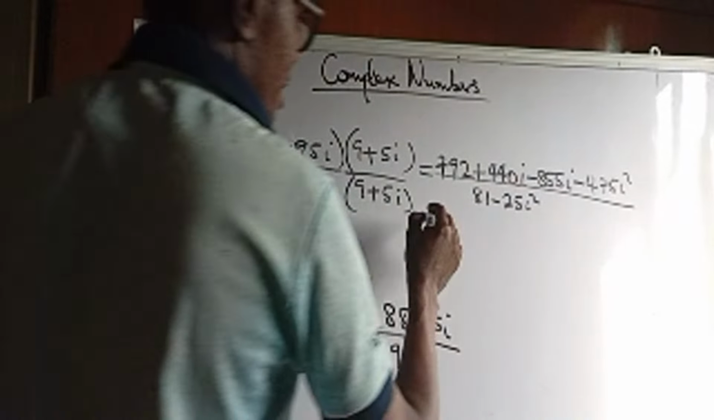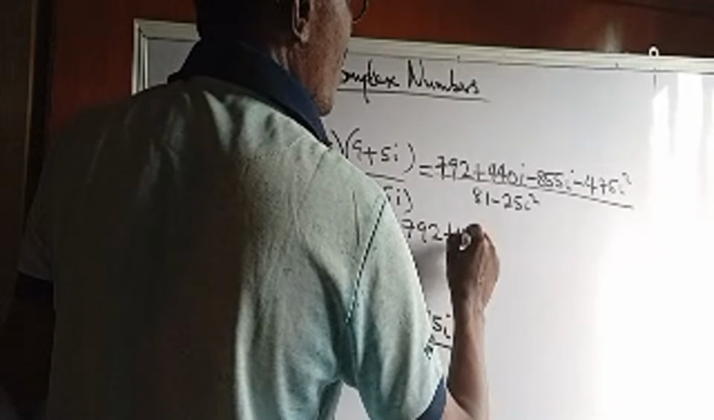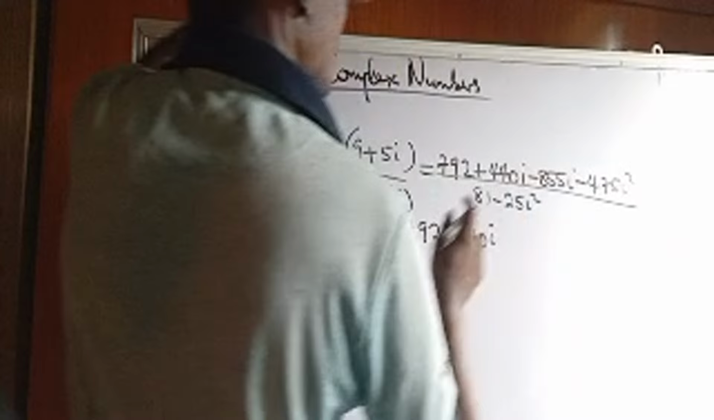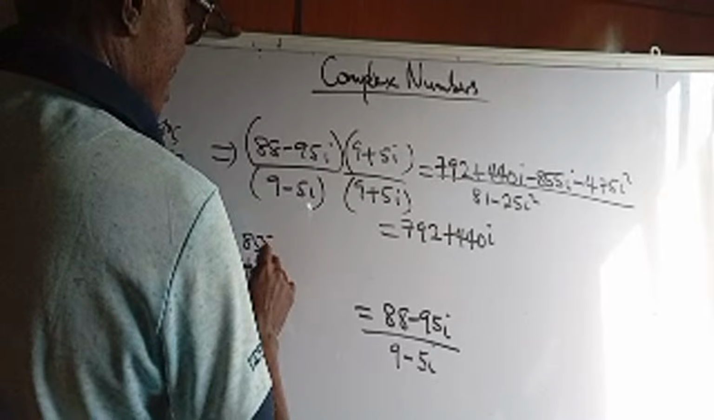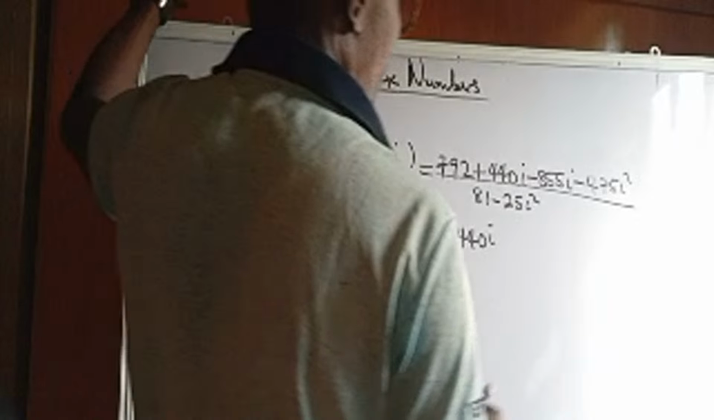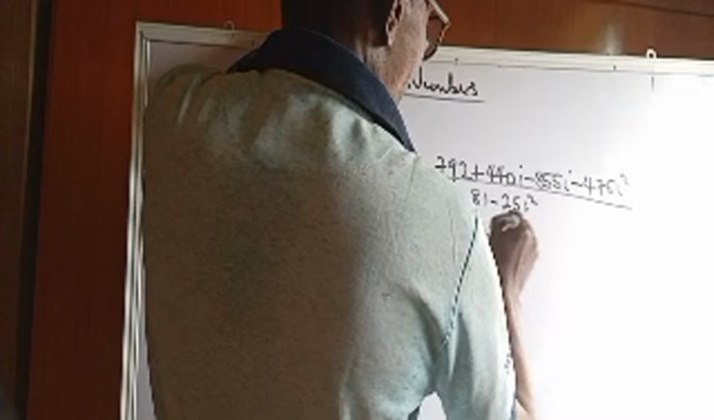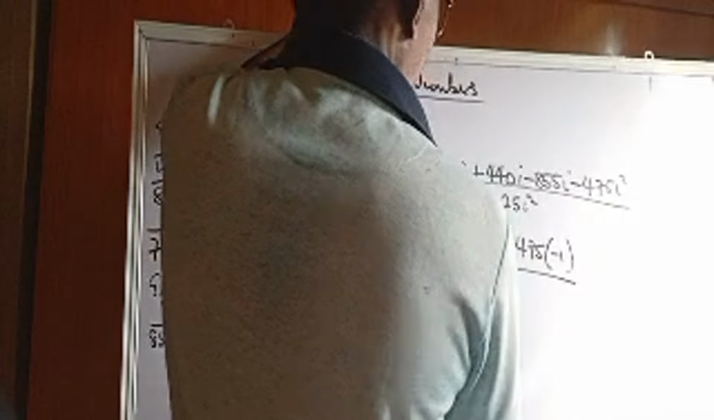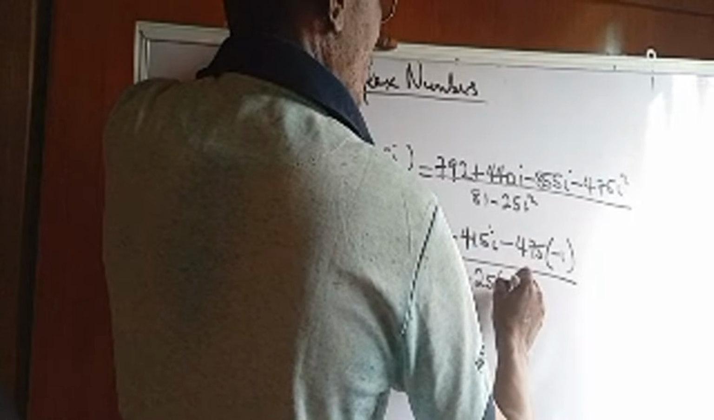Okay, so let's collect like terms. Let's write it out: 792 plus 440i minus 855i. So what do we have there? 415, minus 415i, minus 475 multiplied by minus 1, all over 81 minus 25 times minus 1.